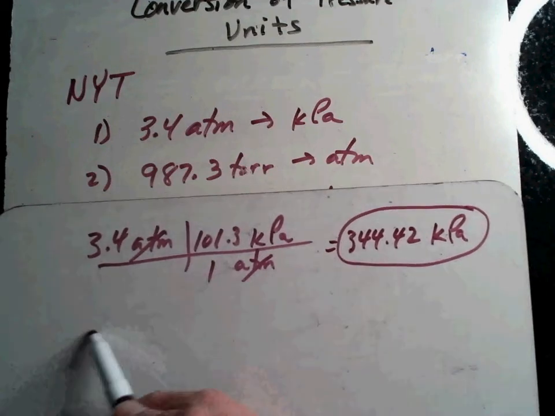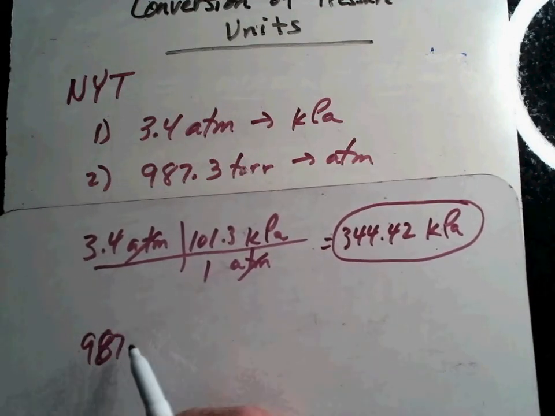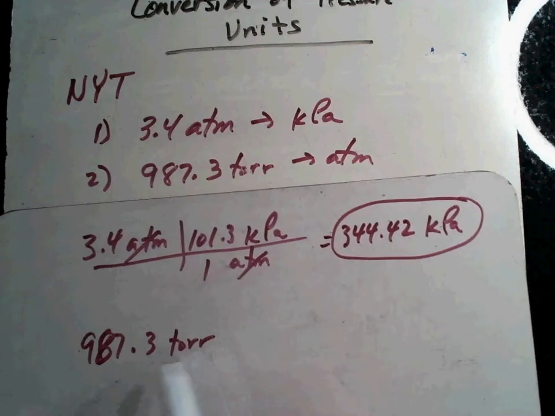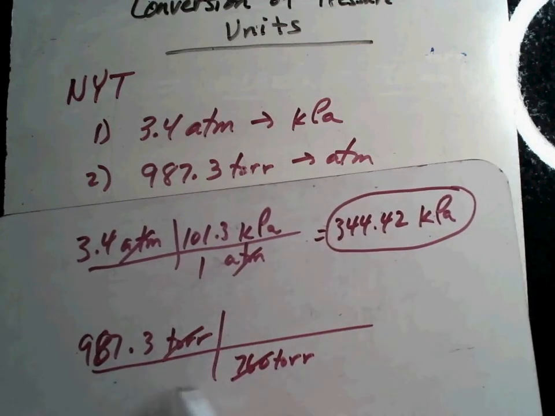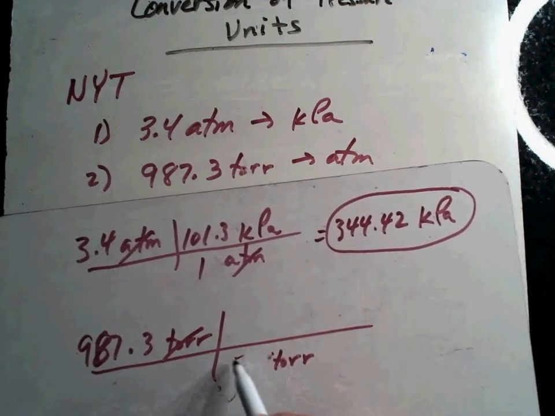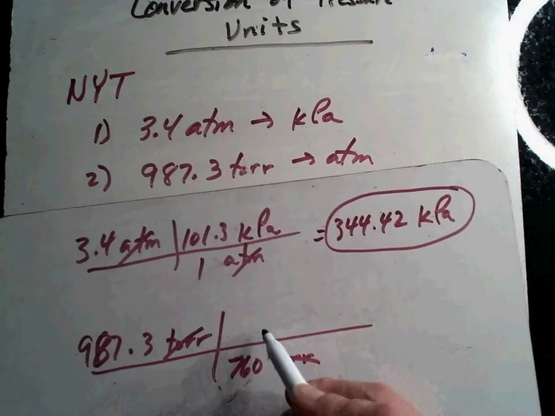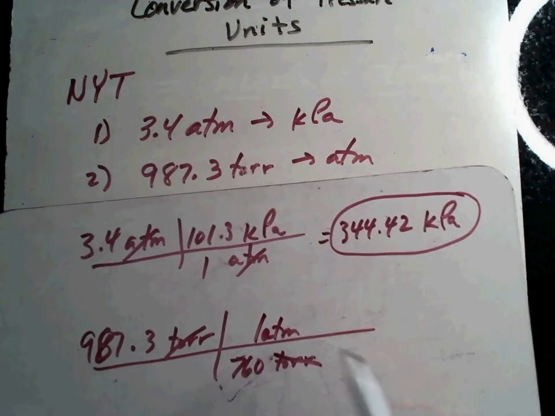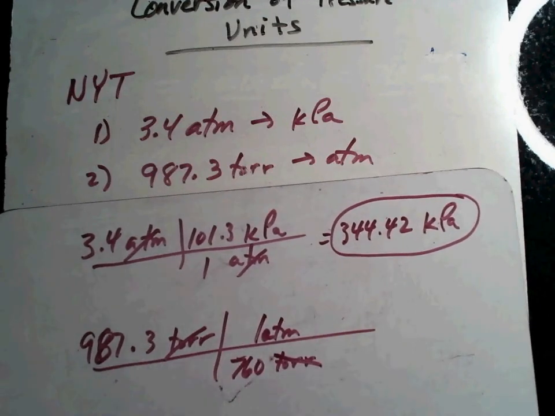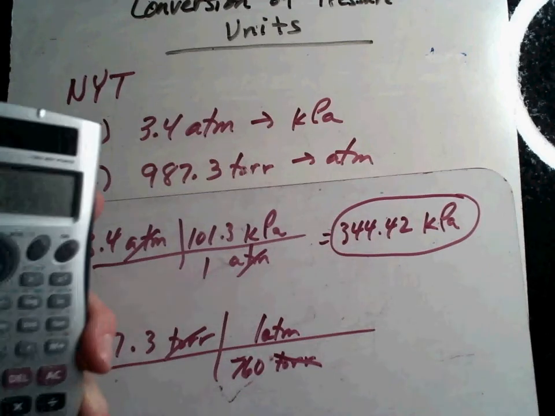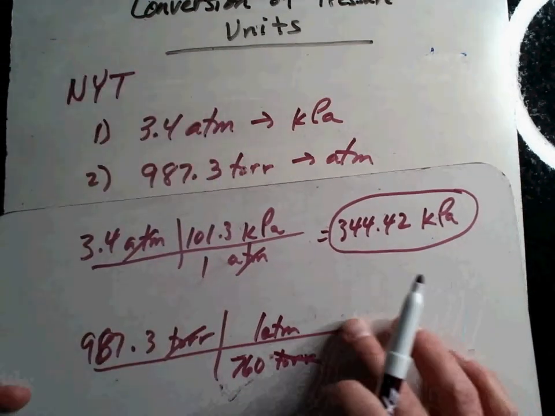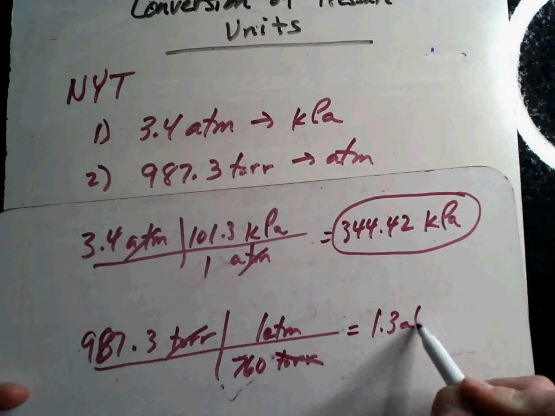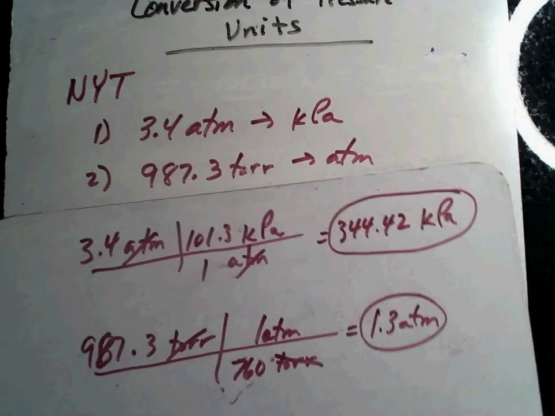Question 2. 987.3 torr to atmospheres. 760 torr is 1 atmosphere. Whoops, I marked out the wrong one, didn't I? 760, the word torr's gone, is 1 atmosphere. So it's a simple division. 987.3 divided by 760. The answer is 1.299, or 1.3 atmospheres.